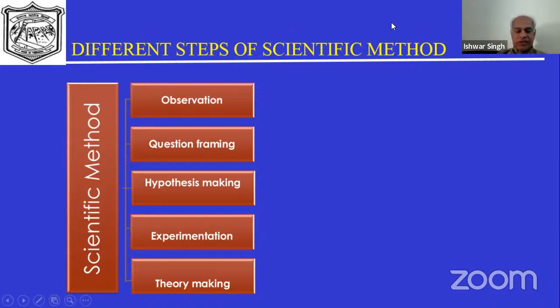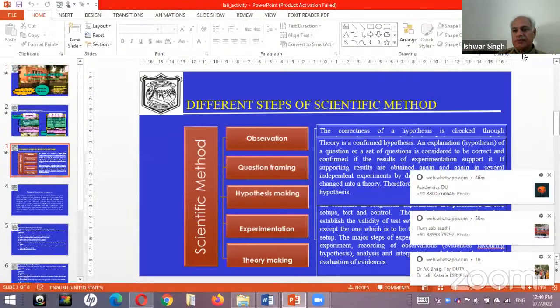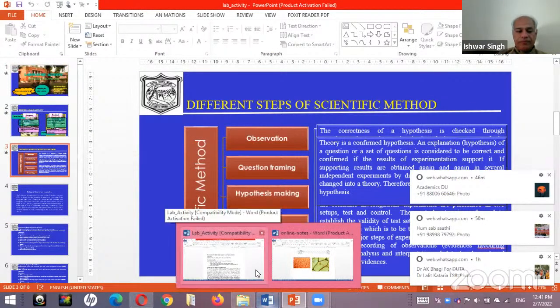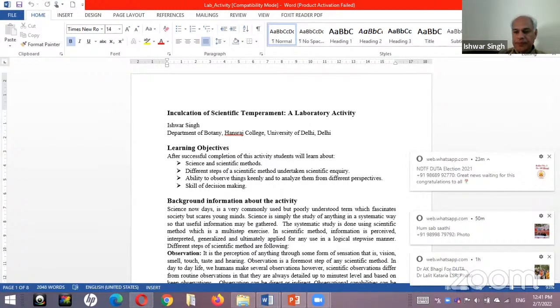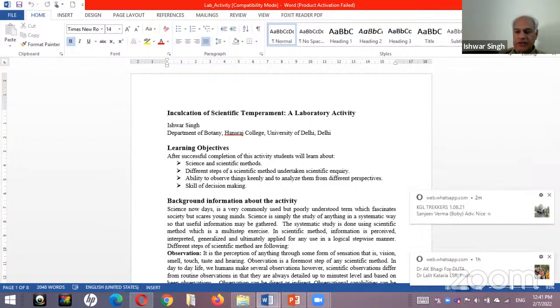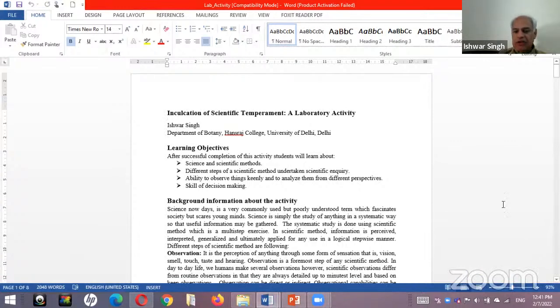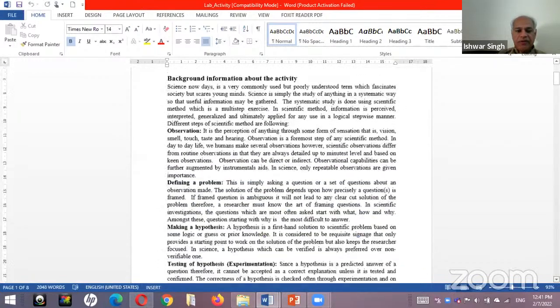So all these things I wanted to share with you as a part of this. This is all about the methodology of the workshop, the topic which I was focusing on today. Now, as a part of this exercise, again reverting back to the laboratory activity, I have given you the background information about the activity. So soon I would be winding up this.